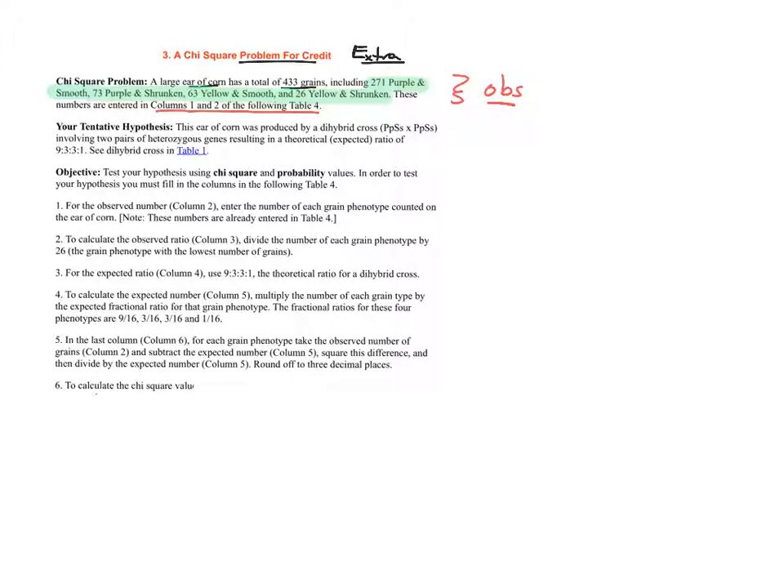This is what you have observed, right? This is the observations. So the hypothesis you're putting into question is that if an ear of corn was produced by a dihybrid cross, involving two pairs of heterozygous genes, resulting in theoretical expected value of 9:3:3:1, right? So this is what you think is going on. If this is true, then we would expect to see a 9:3:3:1 ratio. So your objective then is to do a chi-square analysis to find out if indeed the data that you've got, these observations, match. Does it fit the main hypothesis here?